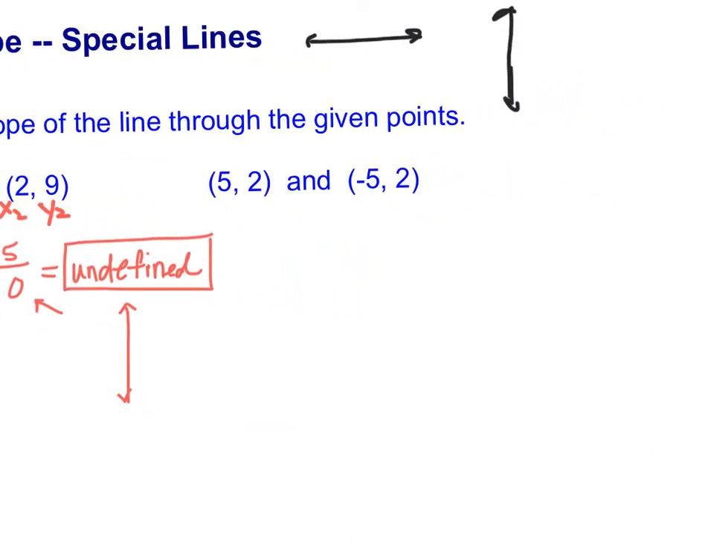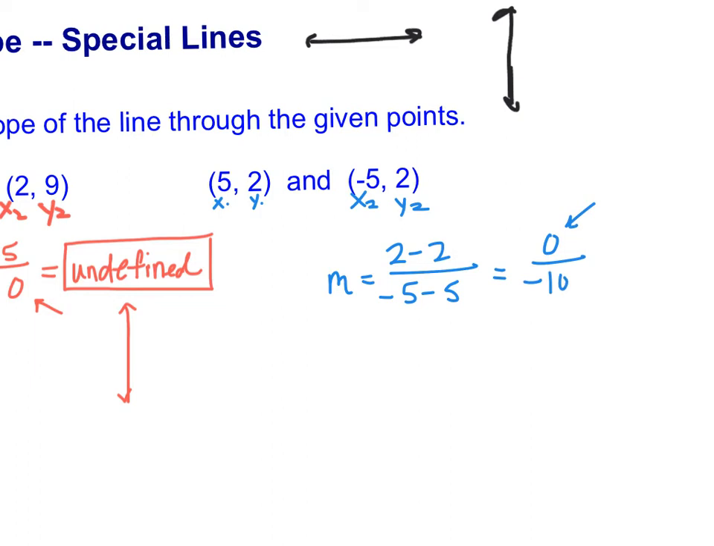All right, next problem. Find the slope. So let's label our points, x1, y1, x2, y2. Using our slope formula, y2 minus y1, so 2 minus 2 over x2 minus x1, negative 5 minus 5. So 2 minus 2 is 0. Again, there's 0 showing up again. Negative 5 minus 5 is negative 10.